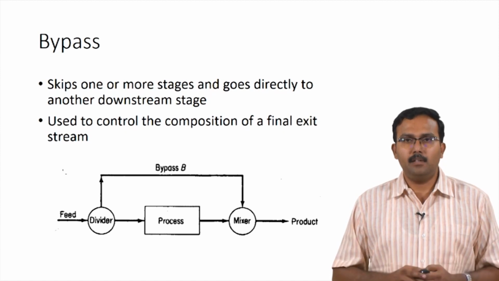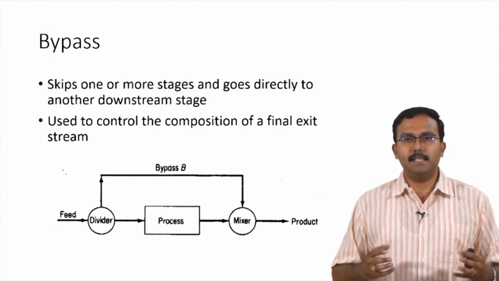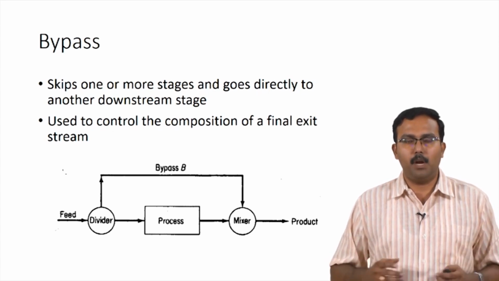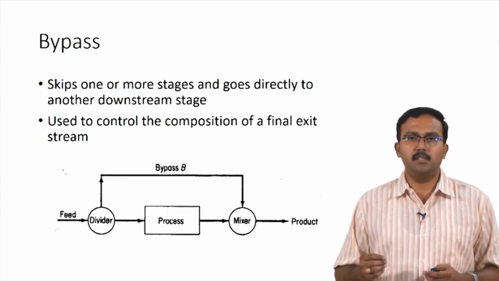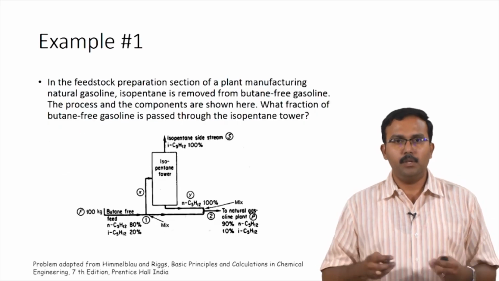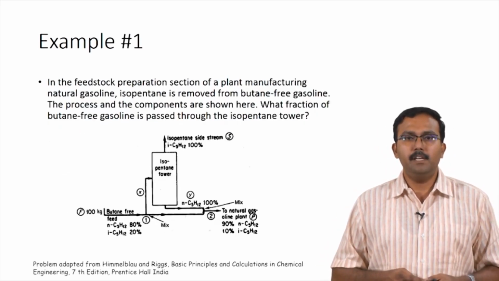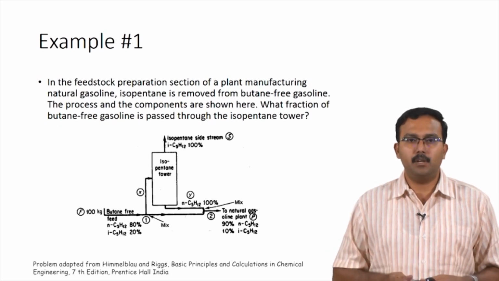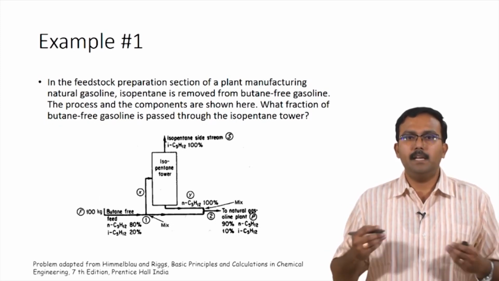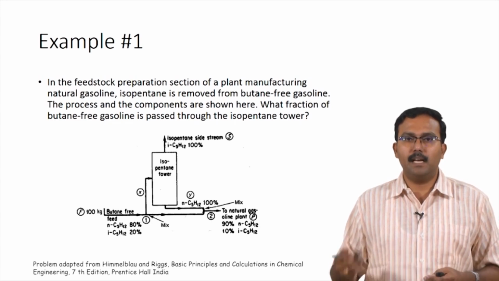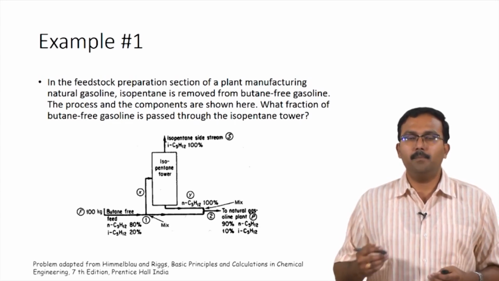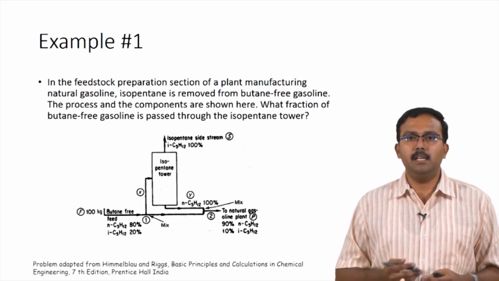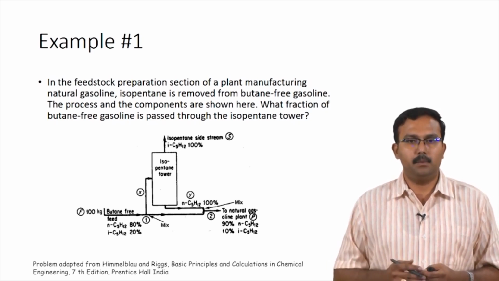Having taken that into account, let us look at some example problems which give us clarity on how to approach such problems where you have a process with bypass. Here is an example problem. In the feedstock preparation section of a plant manufacturing natural gasoline, isopentane is removed from butane free gasoline. The process and the components are shown here. What fraction of butane free gasoline is passed through the isopentane tower?